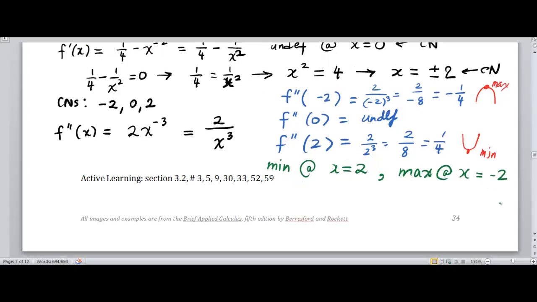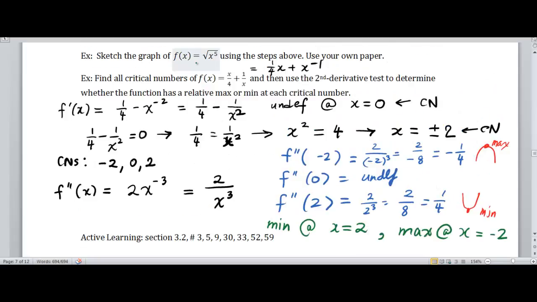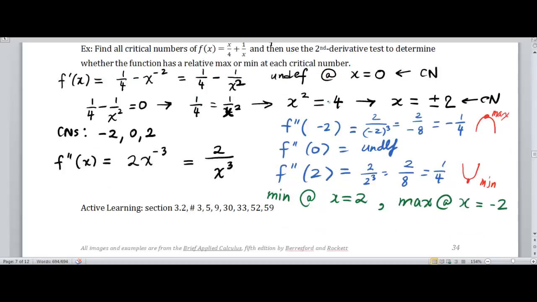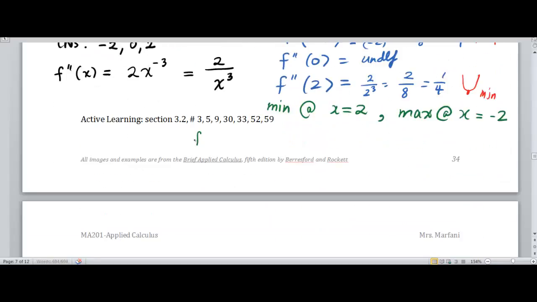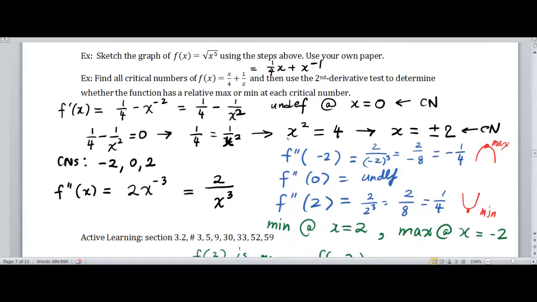Okay. So that's what the question said, whether the function has a relative max or min at each critical number. You can find the maxes and mins by doing f of 2, which is the min value, and f of negative 2, which is the max value. Careful here. Okay, and you can find those. The question does not ask for it, so you don't have to.